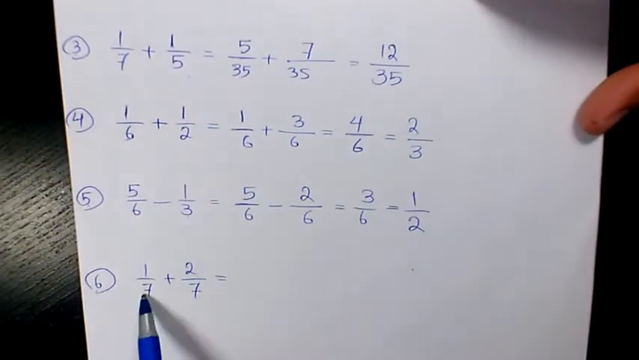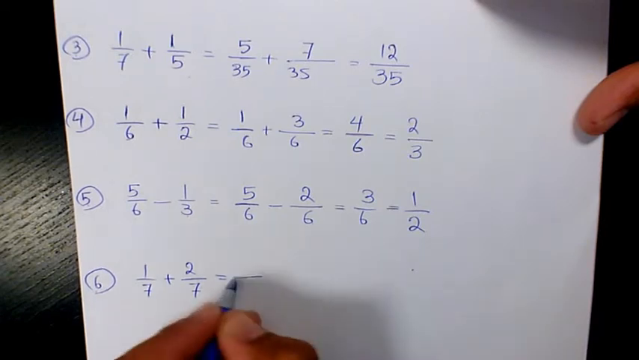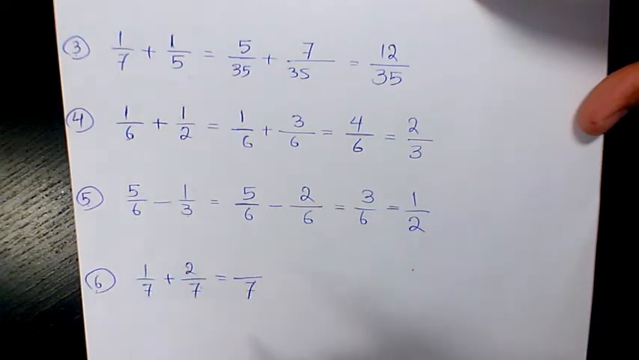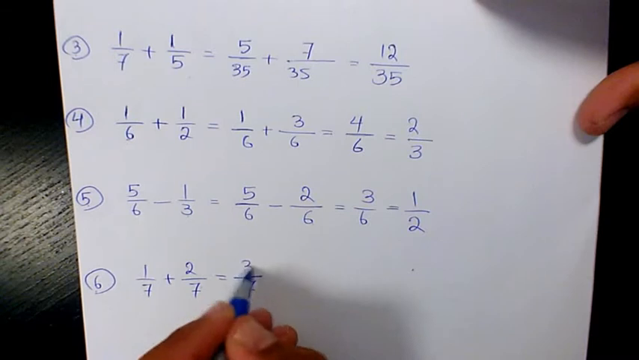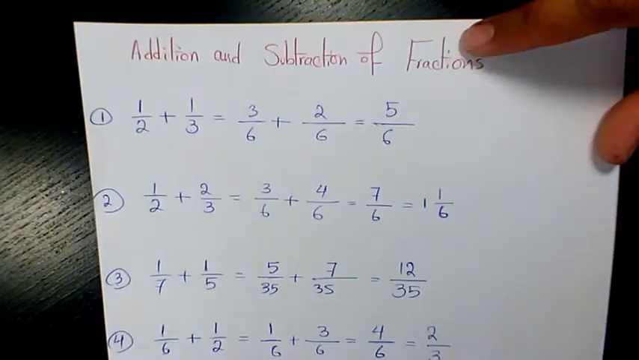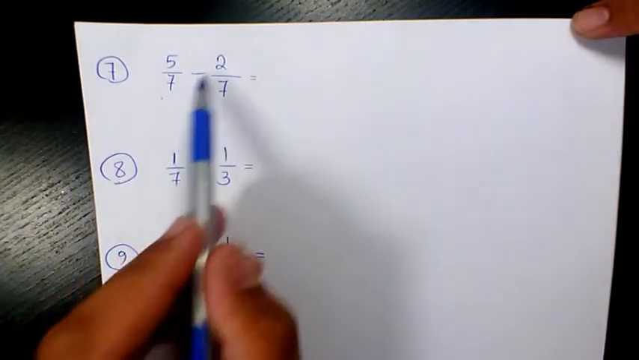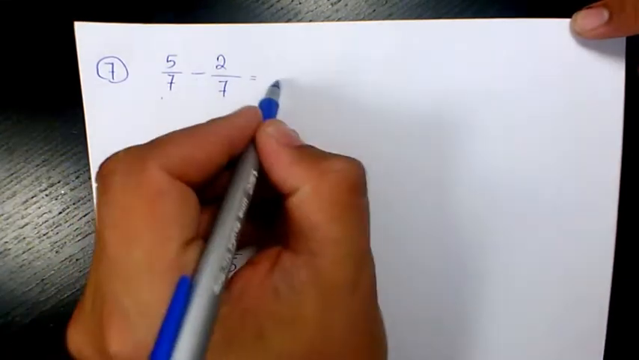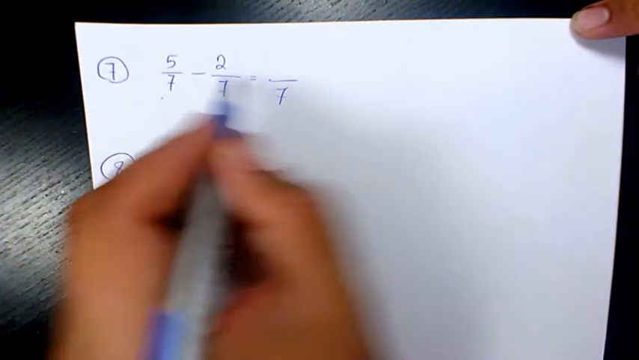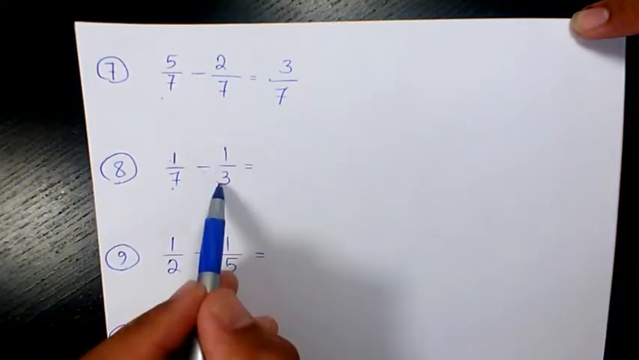Next one, 1 over 7 plus 2 over 7. Both of them have the same denominator. So we keep the same denominator and add the numerators, which is going to be 3 over 7. We cannot reduce it more than that. Next example, 5 over 7 minus 2 over 7. Same denominator. We keep the denominator. 5 minus 2, 3.